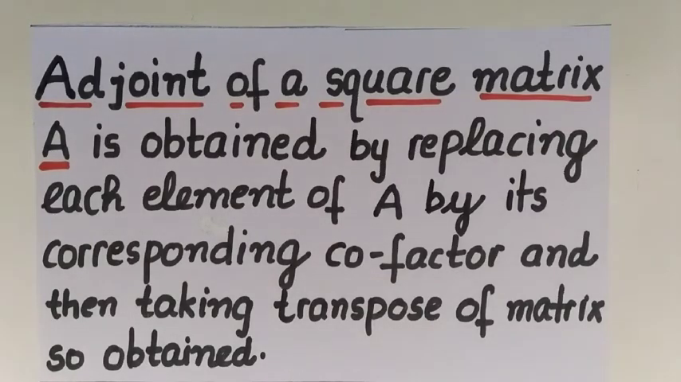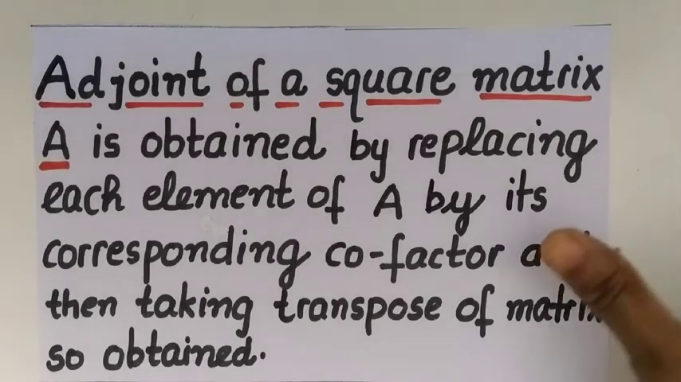So students, let me have a matrix A, okay, and we want to find its adjoint matrix. Then what to do? So first of all, replace all elements of A by their corresponding cofactors, and after replacing, then take transpose of the matrix obtained, and finally the matrix obtained will be the adjoint of the given square matrix. So students, let us try to understand with the help of an example.